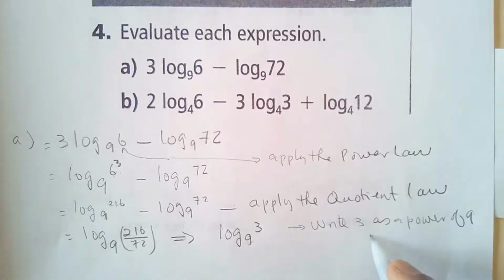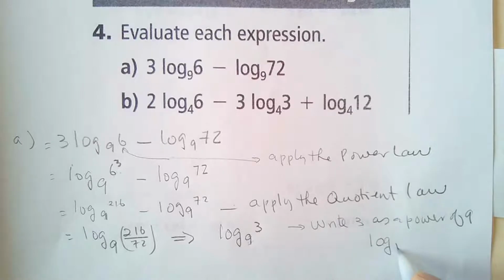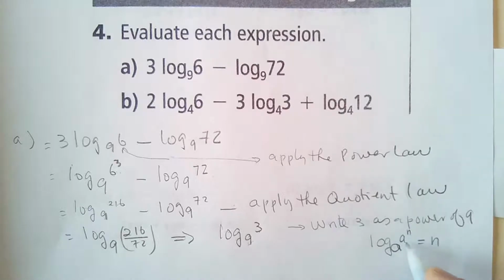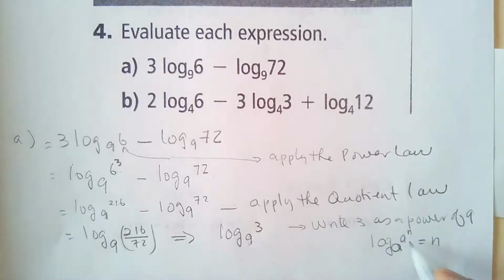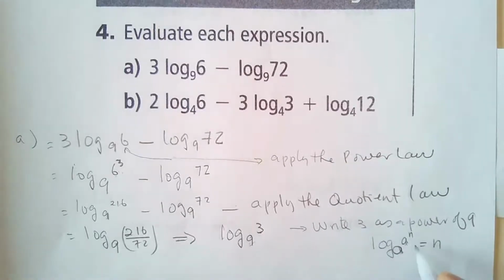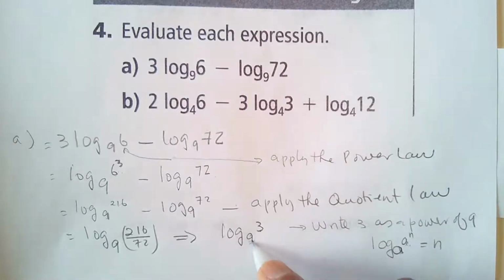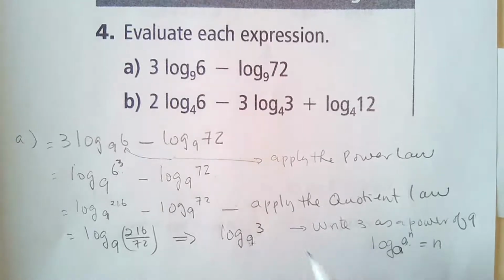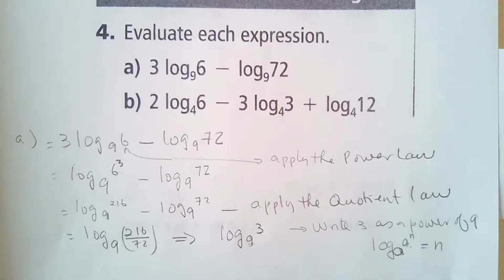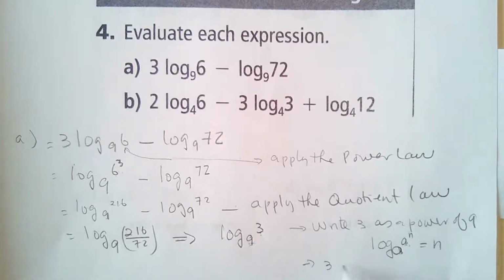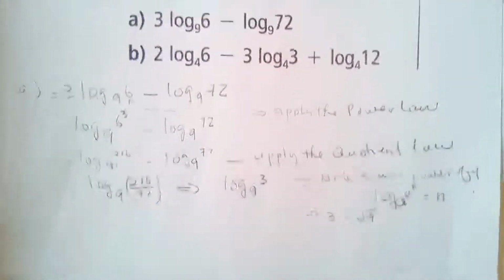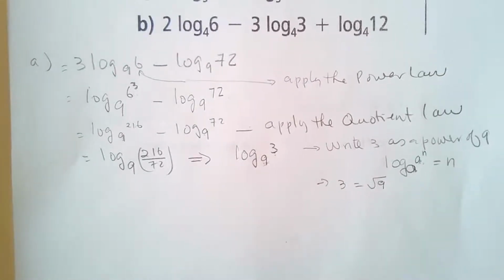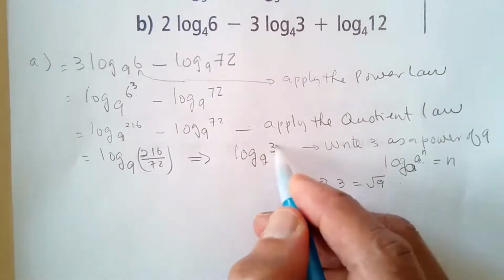So our goal is to end up with this log. That's the reason for having 3 the same as the base 9. So we want to write 3 as a power of 9. Now, 3 could be written as the square root of 9. So we can have 3 is equal to the positive square root of 9. So this becomes this.